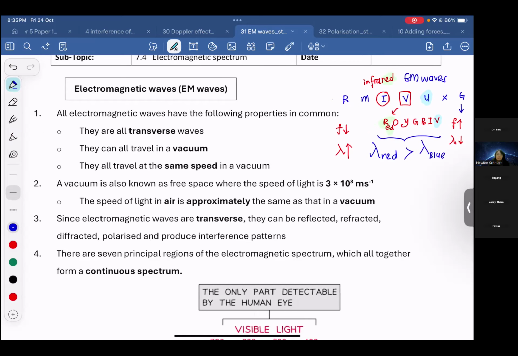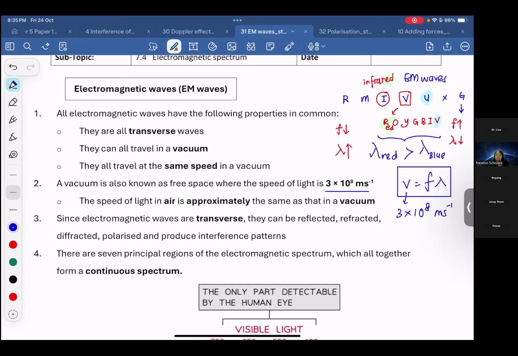One more thing you have to know is that they all are transverse waves. They can travel in vacuum. They have the same properties like light. They travel at the same speed, which is 3 times 10 to the power of 8 meters per second. Most of the time, they like to ask you to use this formula, v equals f lambda, but they won't tell you what v is. You have to automatically understand that for EM waves the speed is 3 times 10 to the power of 8 meters per second. The speed in the air is almost the same as the speed in the vacuum.